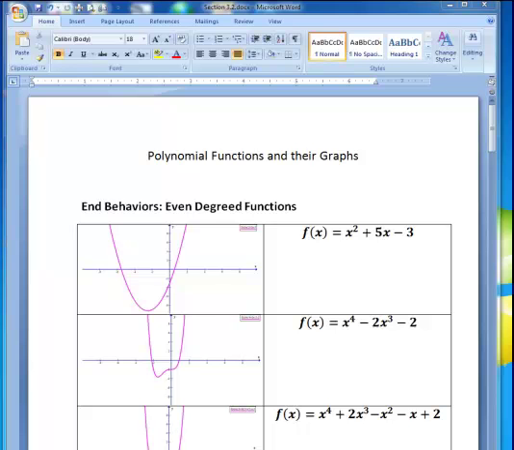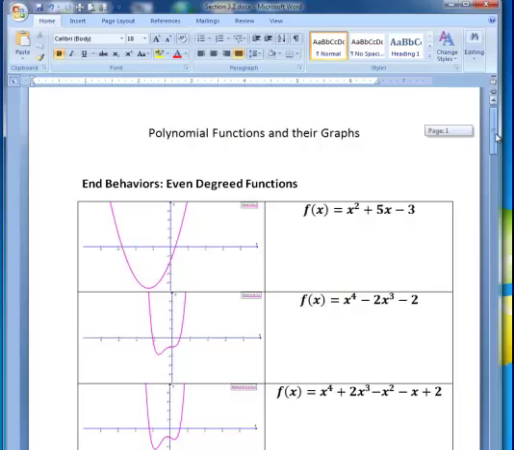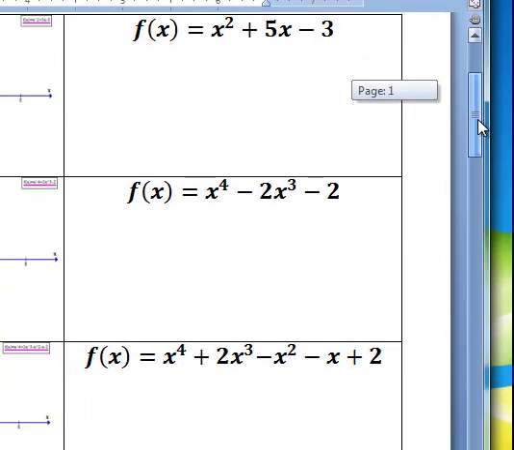We're going to talk about polynomial functions and their graphs today. First thing we're going to talk about is the end behavior of functions. I have created 4 different graphs for you and 4 different functions. I want to talk about the functions first.